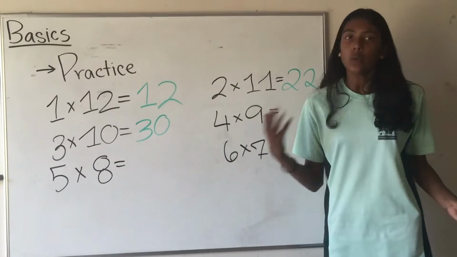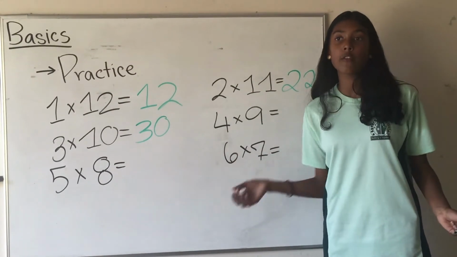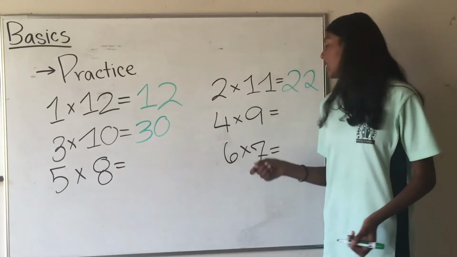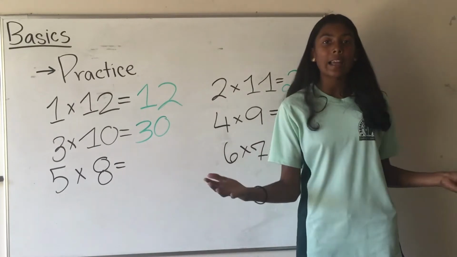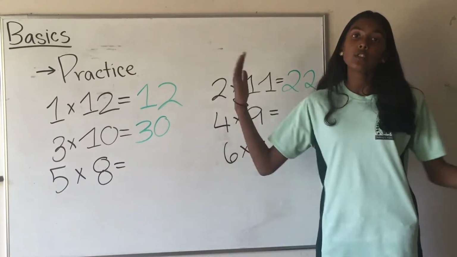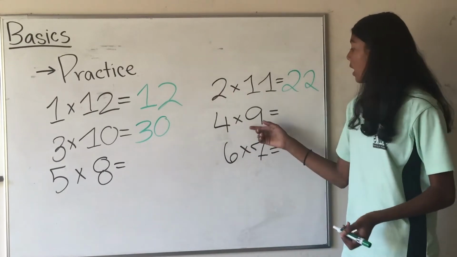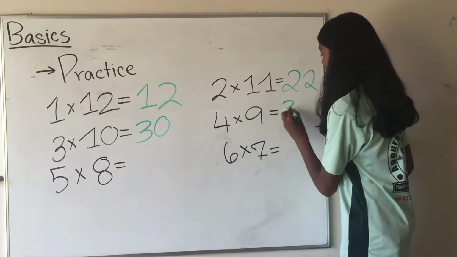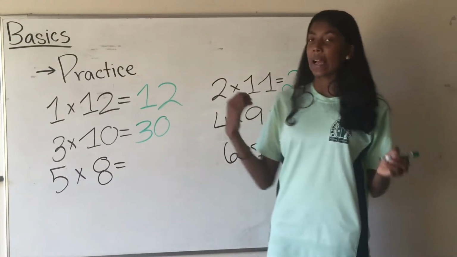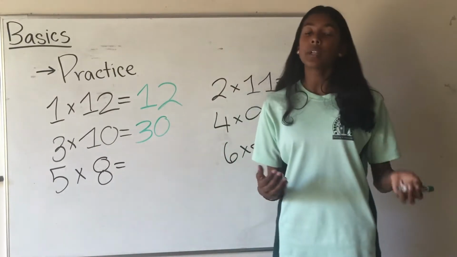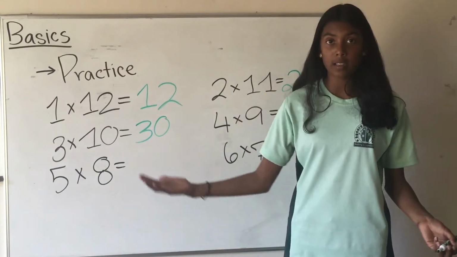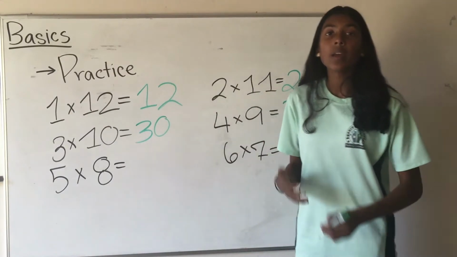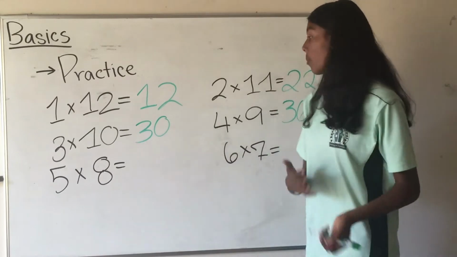4 times 9: we really didn't find a trick for 4 and 9, but technically it's just doubling 9 and then doubling it again. 9 doubled is 18, doubled again is 36. So that's how you do 4 times 9. For any of these, you can use repeated addition, but it's not as efficient as memorizing them. You should memorize them, but repeated addition is another way to go about it.